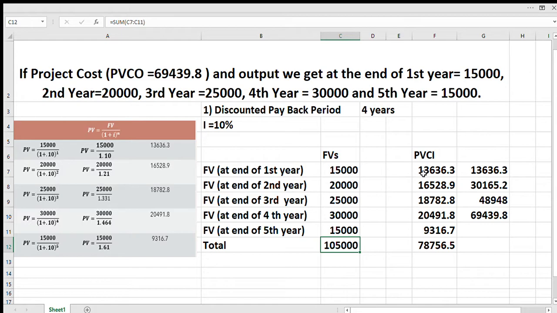The total of all these values that we will get is 1,05,000. Apparently it looks like we will get 1,05,000, but when we convert into present values, that will be 78,756.5 with a discount rate of 10%.